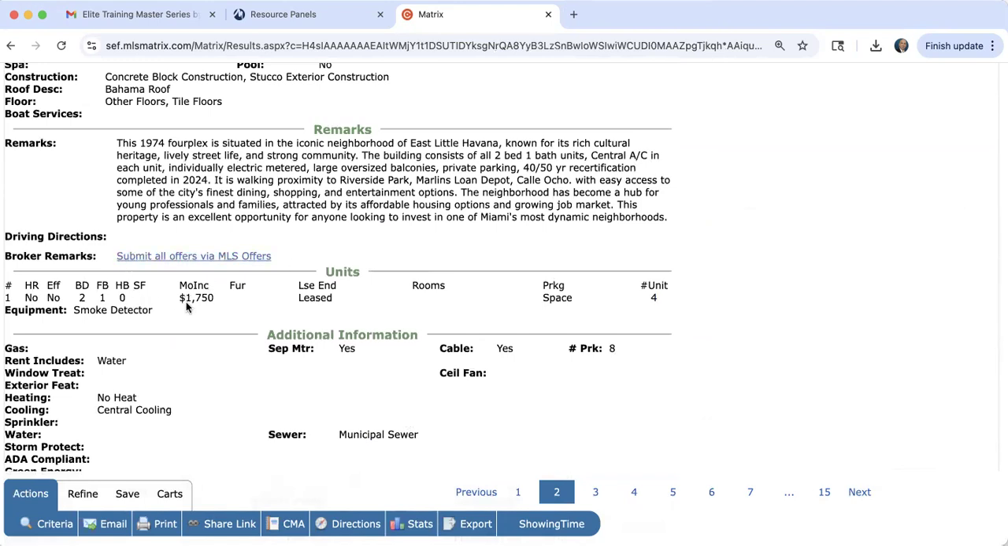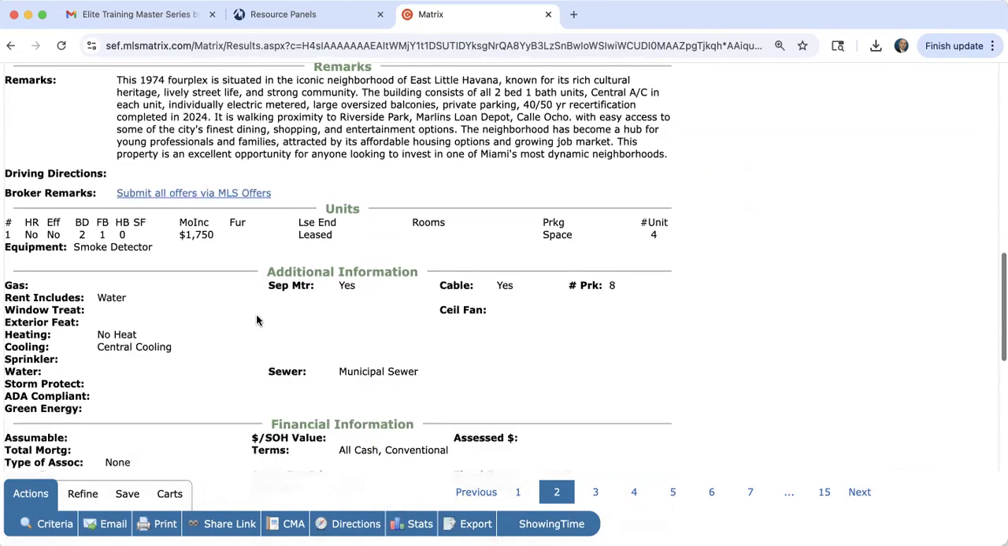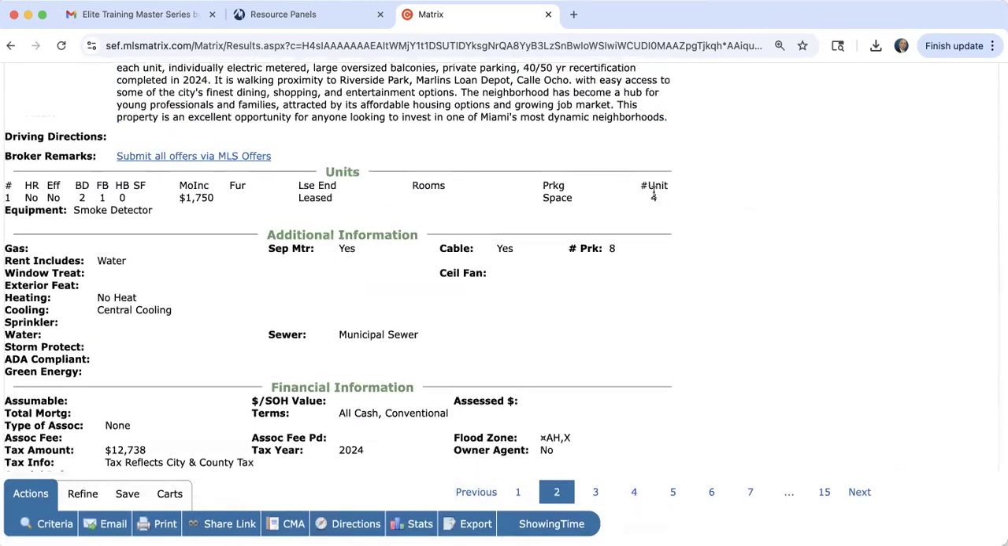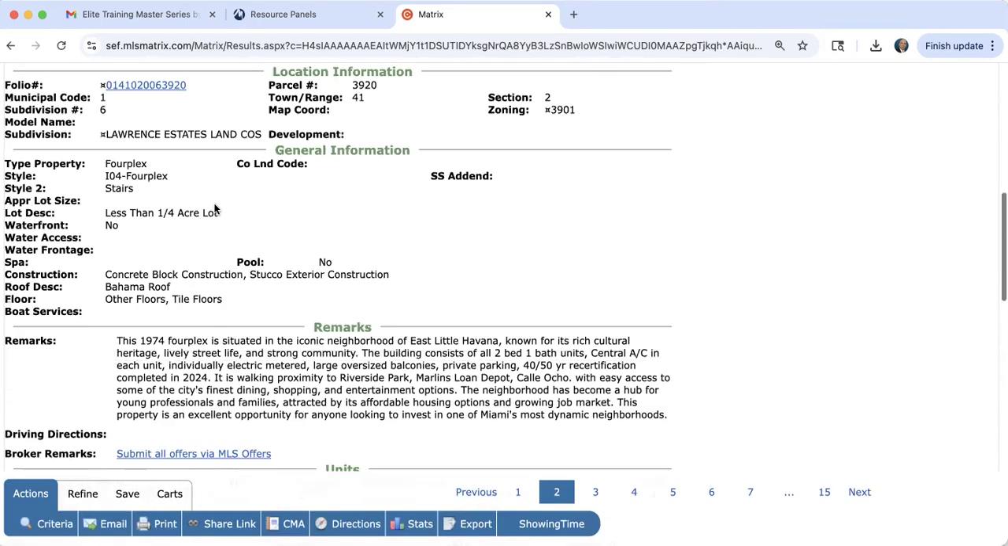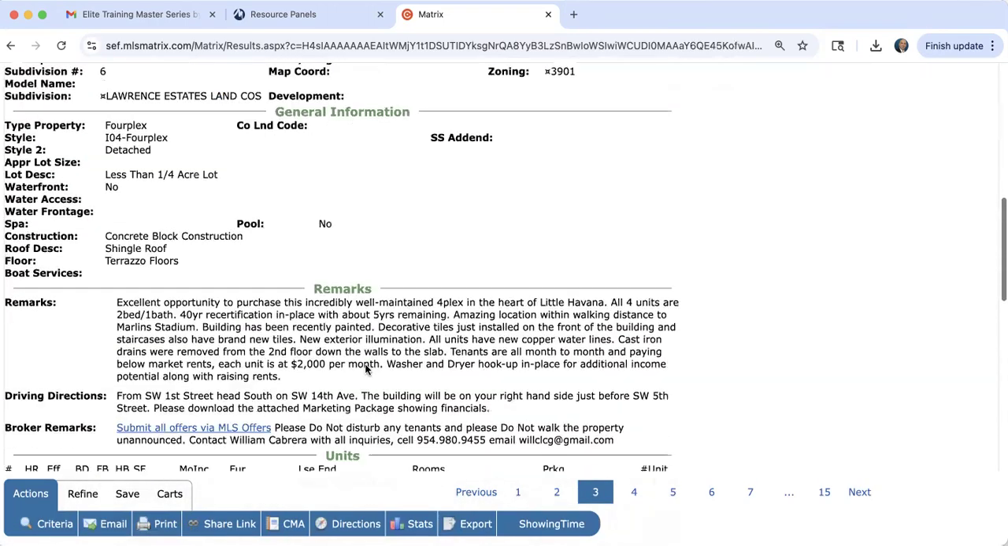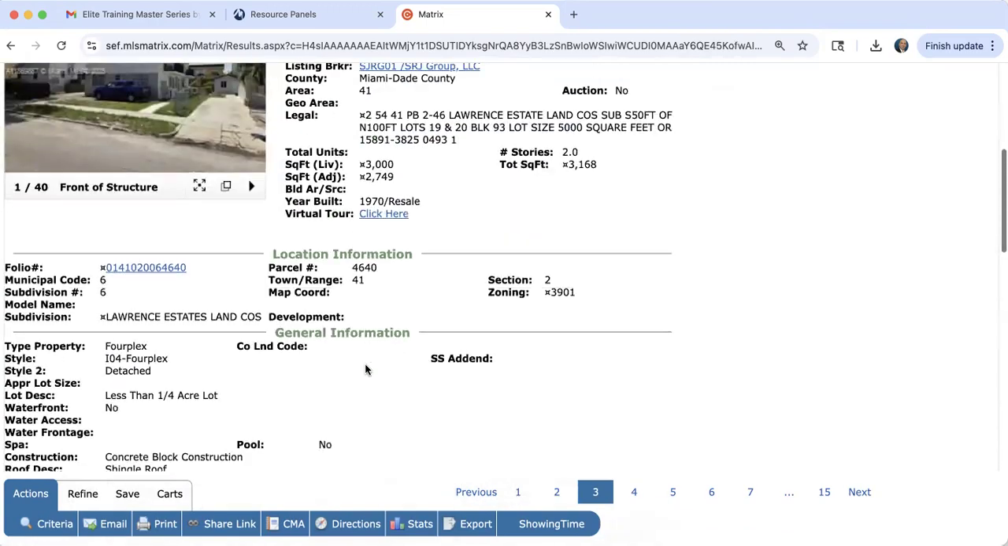They're not really offering much on how much income is being generated on this one, unless it's all four units leased at $1,750. If that's the case, then obviously you would multiply 1,750 times four. So I'm going to move on to the next one, see if we can get a better picture without having to call the agent. All right, so we do.